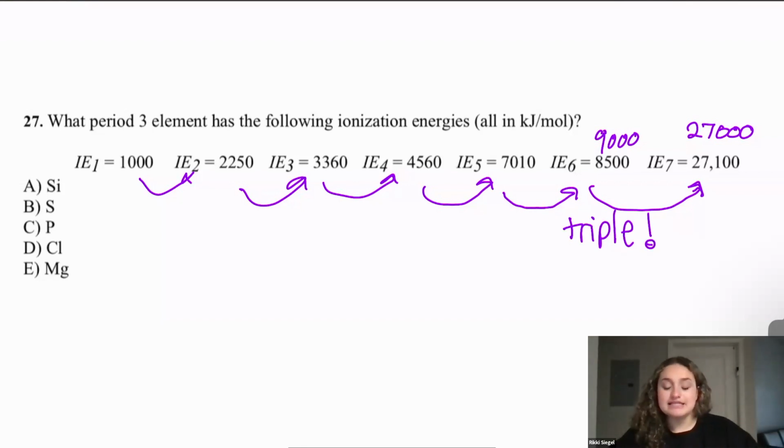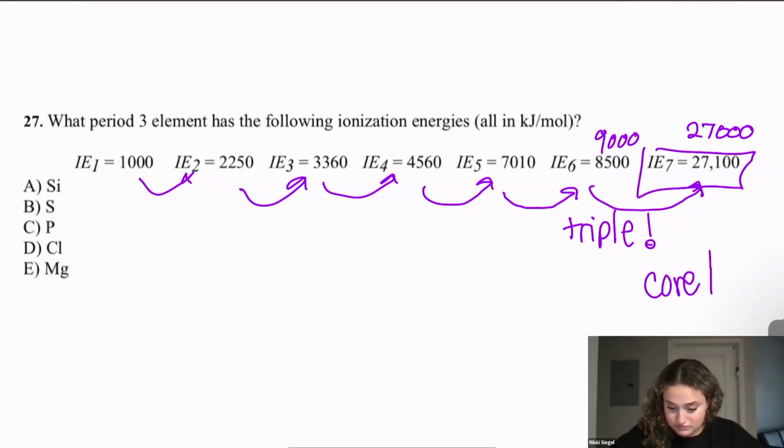So what is this telling me? This is telling me that this is my core electron. So how many valence electrons did I have? You had 6 valence electrons.